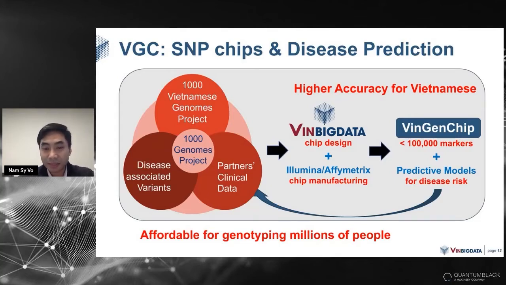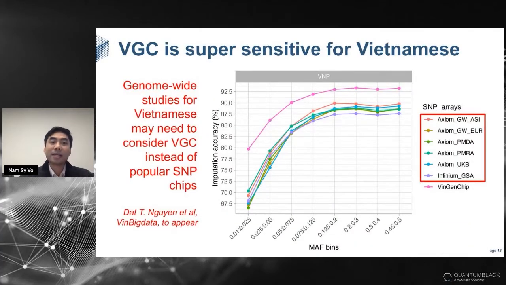And here we aim to get some model and some chips that are affordable for genotyping millions of people, and also have the higher accuracy for Vietnamese. And our result here shows that VGC is super sensitive for Vietnamese. And one conclusion here is a genome-wide study for Vietnamese may need to consider VGC instead of some popular commercial SNP chips.